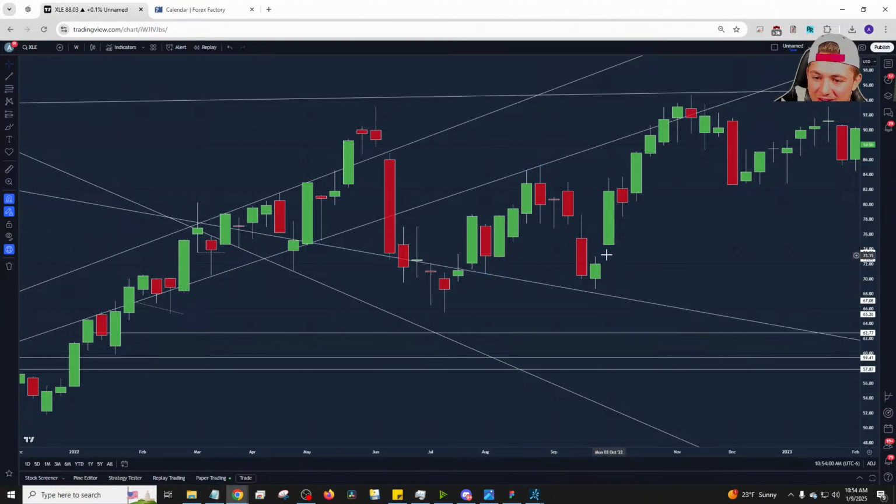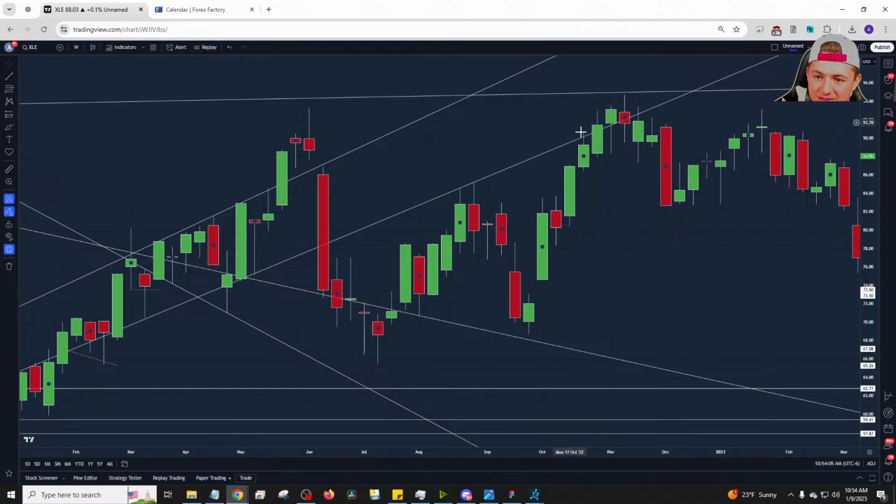Poke up, poke down, here's your 2-2. Takes these guys out and these guys out. Then continuation, continuation. Takes out the highs.